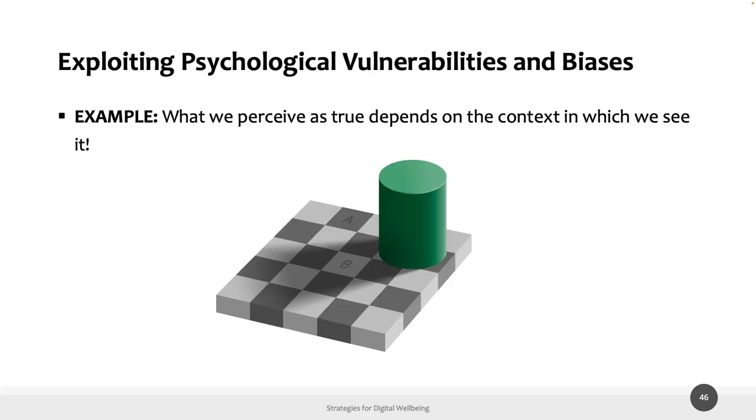But just to make some practical examples of cognitive biases. So the question for you is, what is the color of the two blocks, A and B?